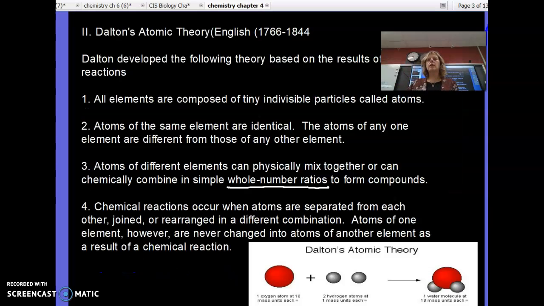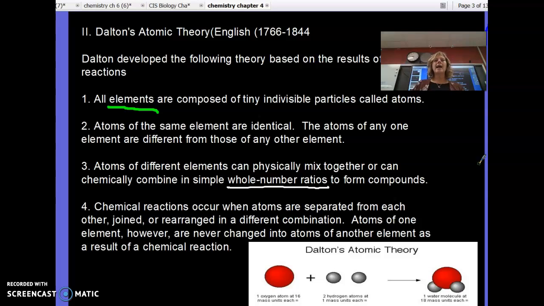It wasn't until the early 1800s that someone by the name of John Dalton developed a theory that was a lot closer to what we believe in modern times. John Dalton developed the following theory based on the results of chemical reactions. He looked at all the chemical reactions that had been done and the results that they produced, and he said, I think that all elements are composed of tiny indivisible particles, and we're going to call them atoms. That was his first postulate.